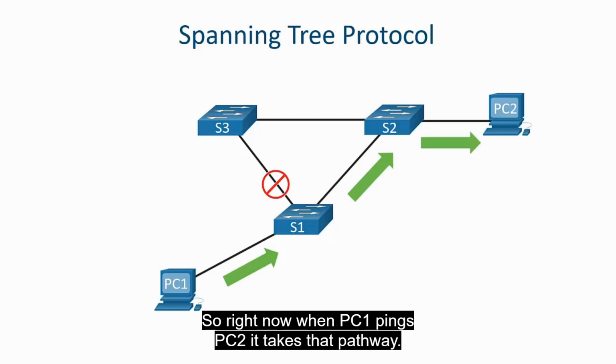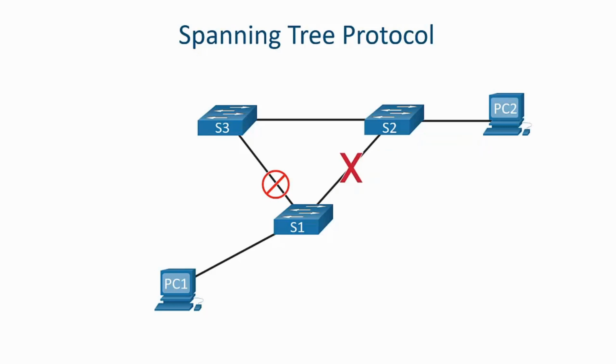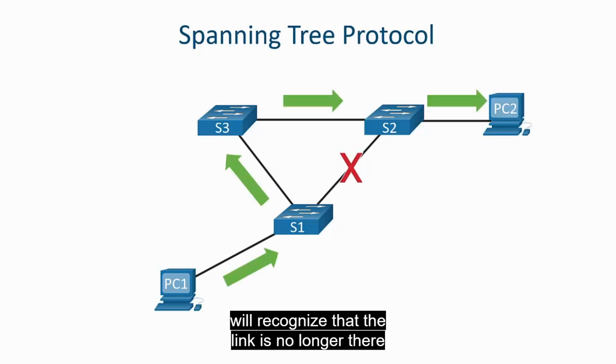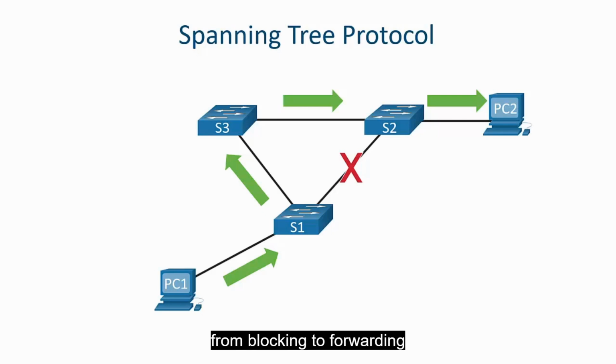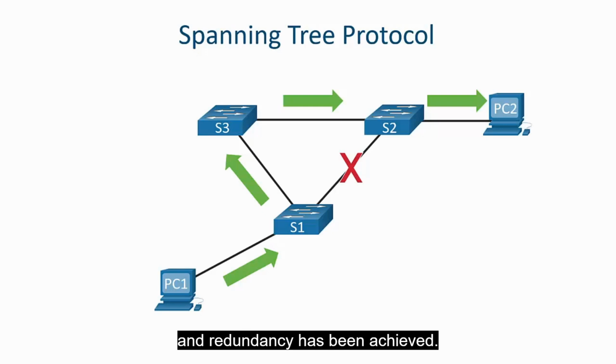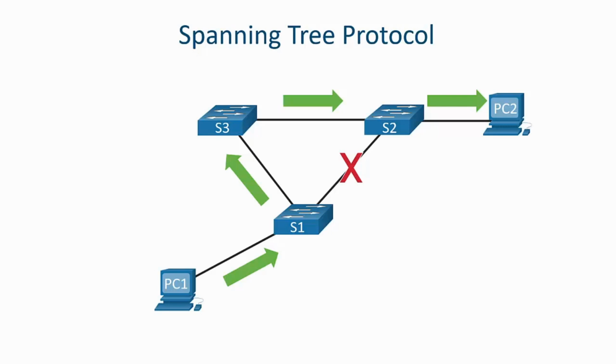So right now, when PC1 pings PC2, it takes that pathway. Now, what if the link goes down between S1 and S2? Well, in that scenario, spanning tree protocol will recognize that the link is no longer there, and then it will take that blocked port and change it from blocking to forwarding, and now we have our alternate path to reach PC2, and redundancy has been achieved.